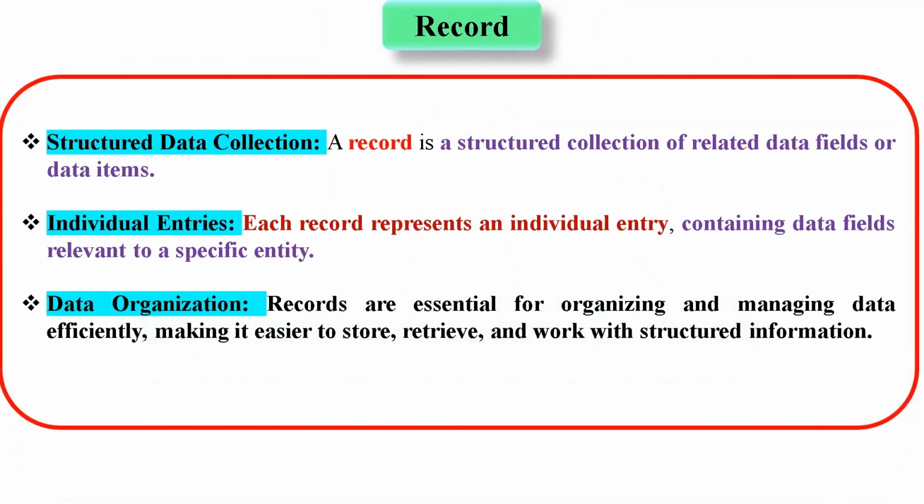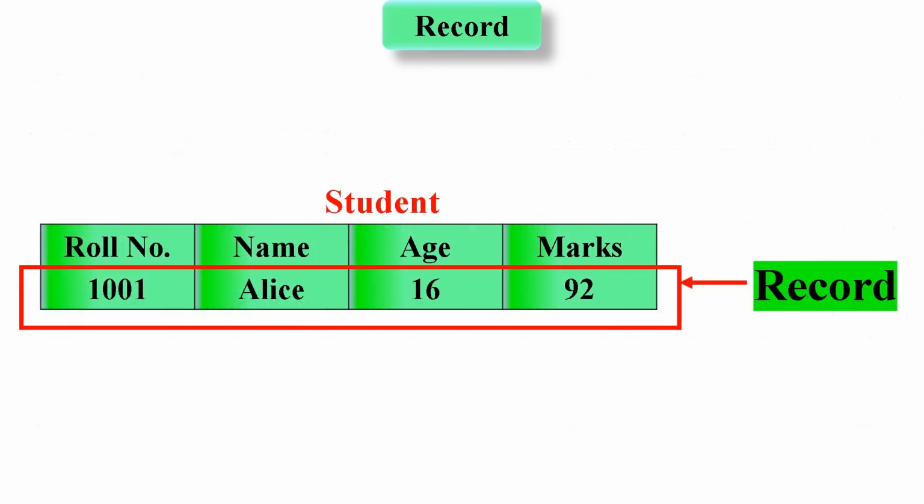What is a record? Structured data collection. A record is a structured collection of related data fields or data items. Individual entries. Each record represents an individual entry, containing data fields relevant to a specific entity. Data organization. Records are essential for organizing and managing data efficiently, making it easier to store, retrieve, and work with structured information. In this student table, you will find the following student record, which consists of the fields roll number, name, age, and marks. That is 1001, Alice, 16, 92.